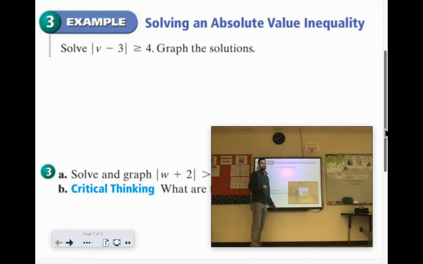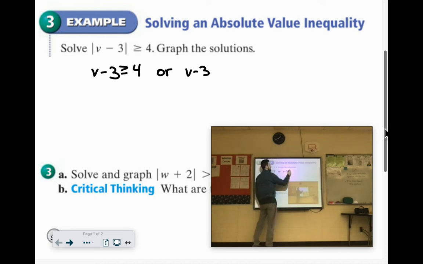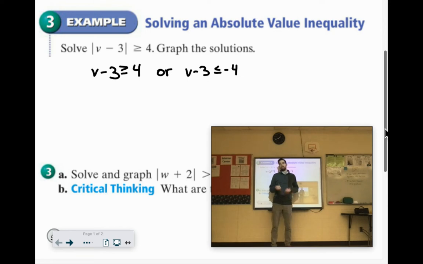The first step is always going to be the same. Just write it without the absolute value symbols. So it would just be v minus 3 is greater than or equal to 4. But again, we said this is like an or type of problem. So we'll say or v minus 3. And here's the trickery. We're going to flip the inequality, and we're going to make the answer the opposite version of the answer, so negative 4. And that's the same thing we did with the equations. We just said, okay, well, v minus 3 equals 4, and v minus 3 equals negative 4. But now we also have to flip that inequality sign.